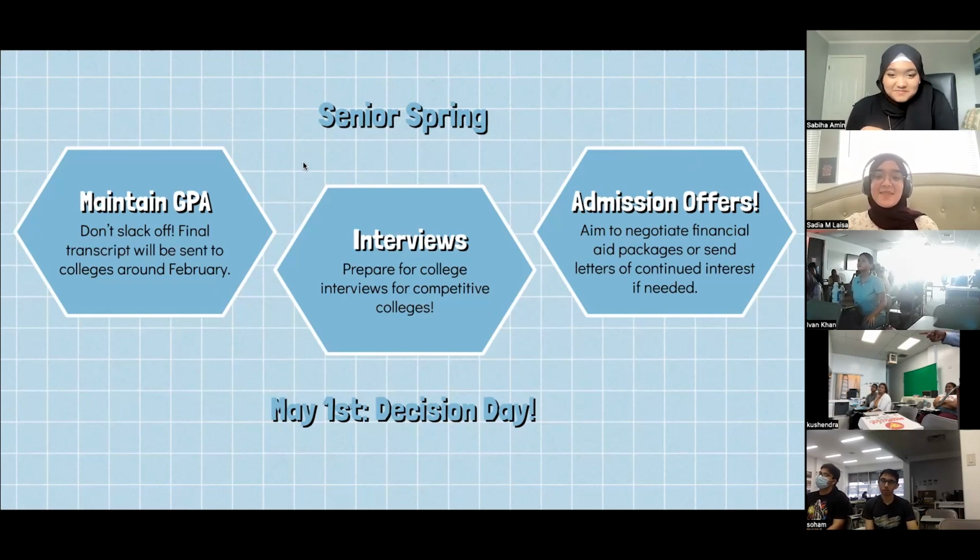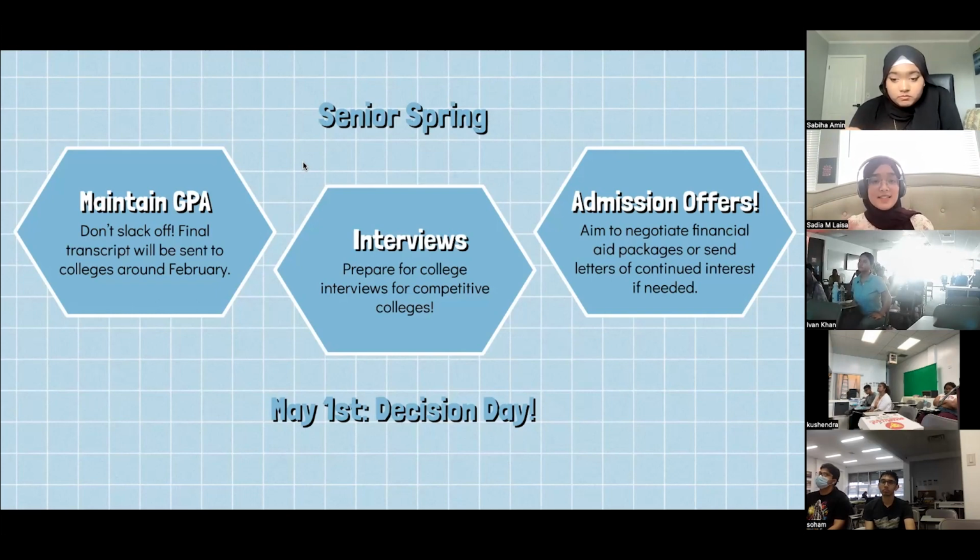And then admissions offers. This is when you get the offers. There are different financial aid packages you might get. You might be deferred out of school. In those cases, definitely reach out to those schools if you want to go there. For example, if the financial aid package is making it hard for you, express that and see if you can negotiate. It never hurts to try.